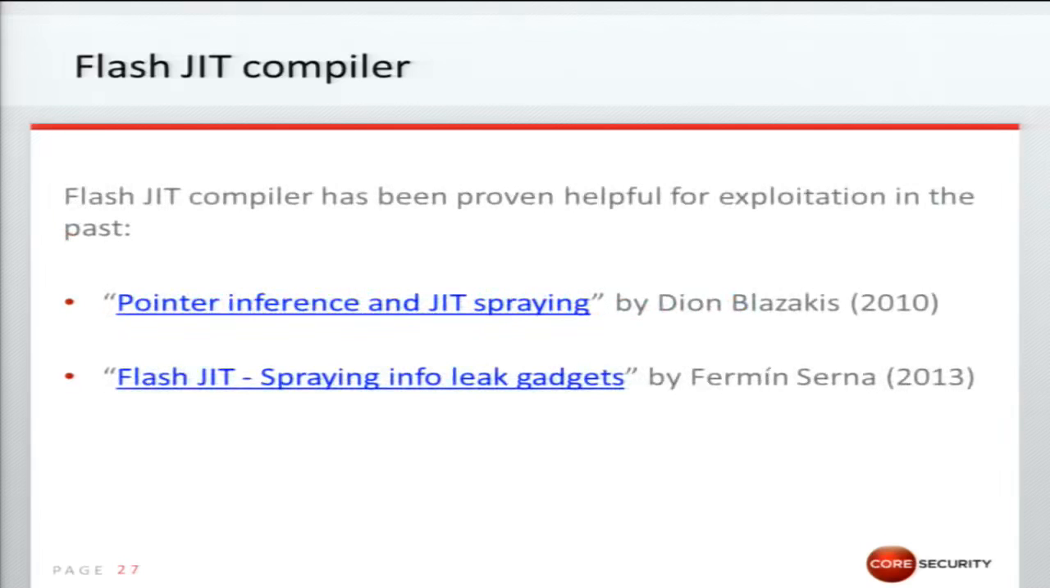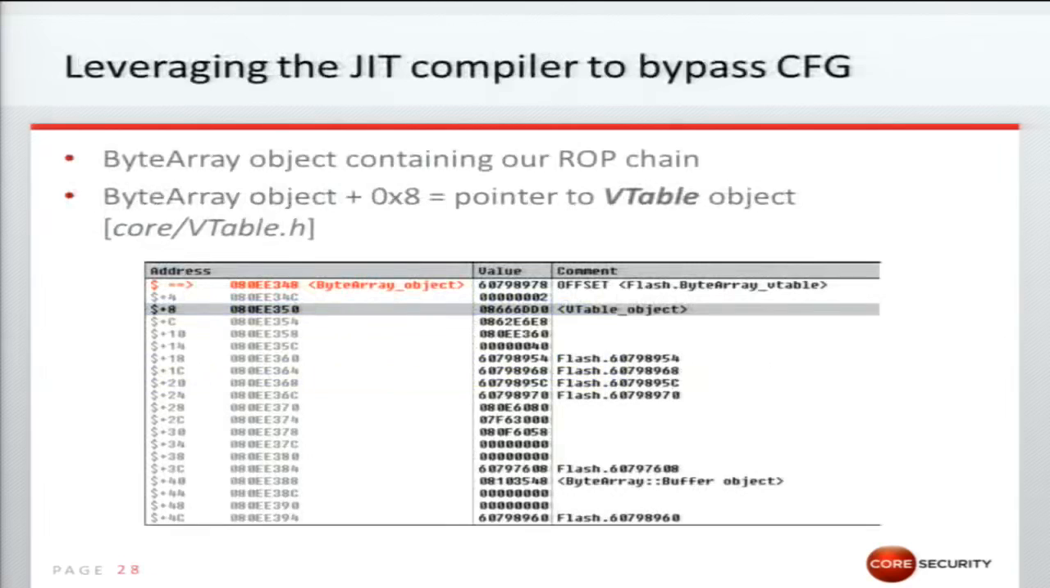Just as a historical note, the just-in-time compiler of Flash has been proved useful for exploitation purposes in the past in order to bypass mitigations. For example, you can take a look at these two papers. The first one is called Pointer Inference and Just-in-Time Spraying by Dion Blasakis, and the second one by Fermin Cernak, which is called Flash Just-in-Time Spraying Infolic Gadgets. So let's see how to leverage the just-in-time compiler of Flash in order to bypass control flow guard.